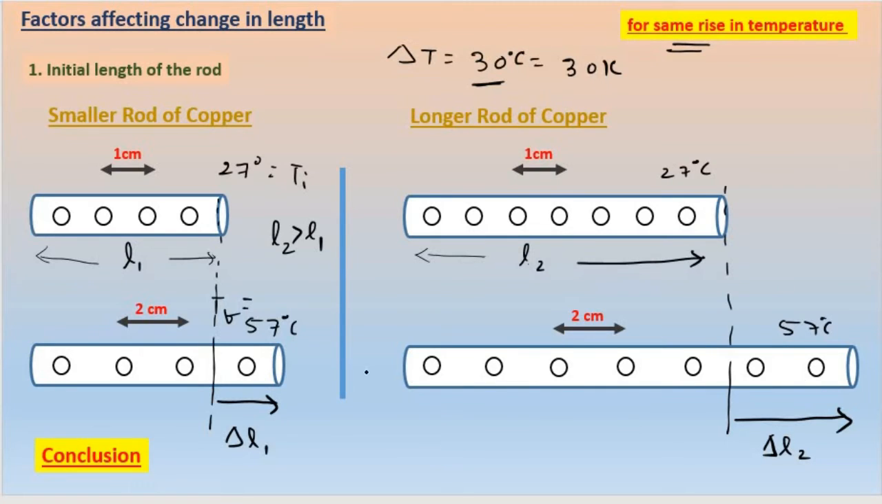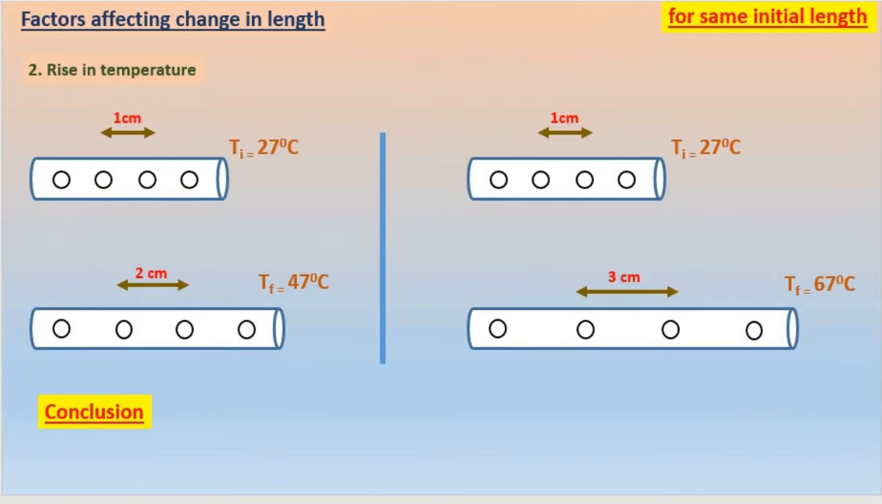Bigger amount. So from here we can derive a conclusion that delta L, which is the increase in the length, is proportional to the original length. That is L0. L0 over here is equal to L1 and here it is equal to L2. So L0 is the length before heating. So the longer the rod you take, the more is the increase in the length. That is the meaning till here. So that is the first factor that we have discussed, that increase in the length depends upon the initial length of the rod. So let us move on.